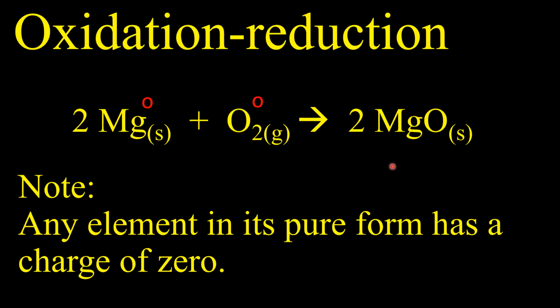But after the reaction, the oxygen now has a charge of -2. It's become an oxide. And the magnesium now has a charge of +2.